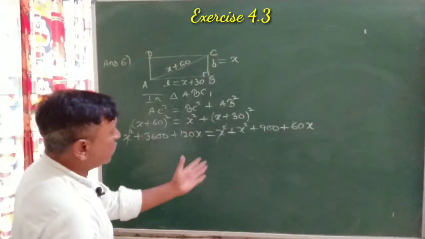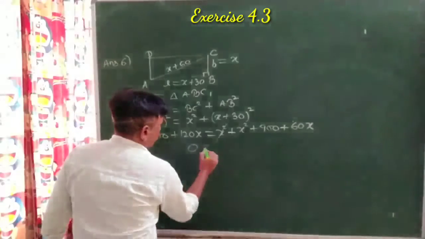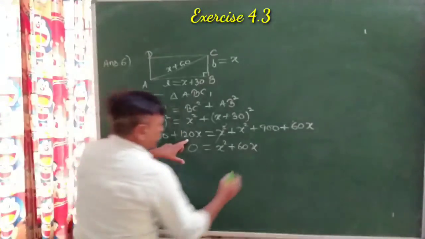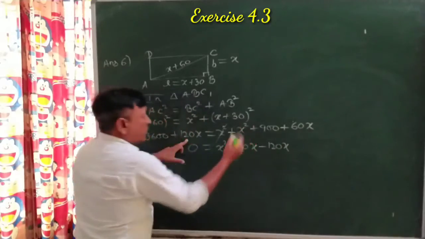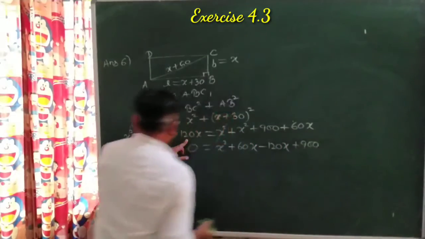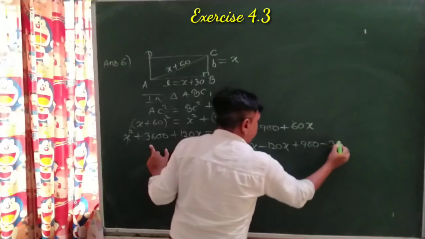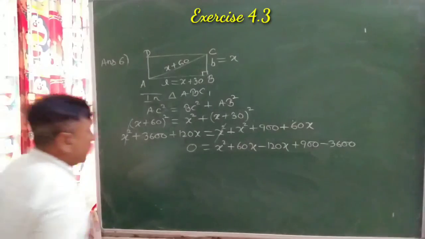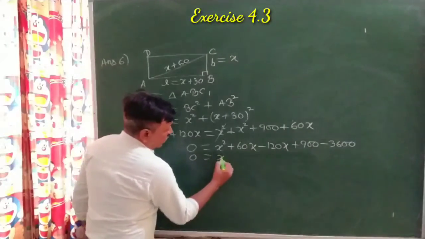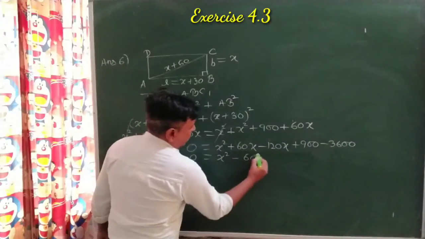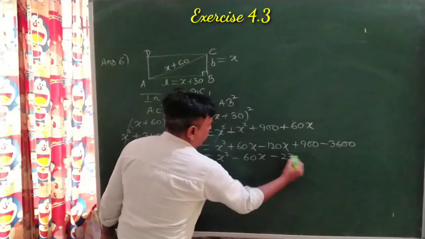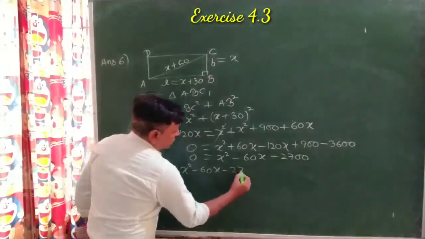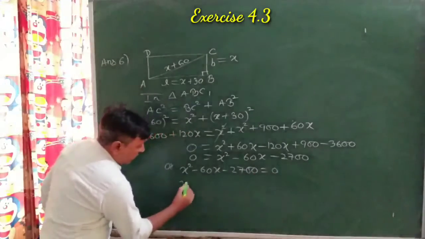So we have to transpose both terms to the right-hand side. 0 equals x² + 60x, send this minus 120x. And here plus 900, minus 3600. So 0 equals x², 60x minus 120x gives minus 60x, and here will be minus 2700. Or x² − 60x − 2700 = 0.